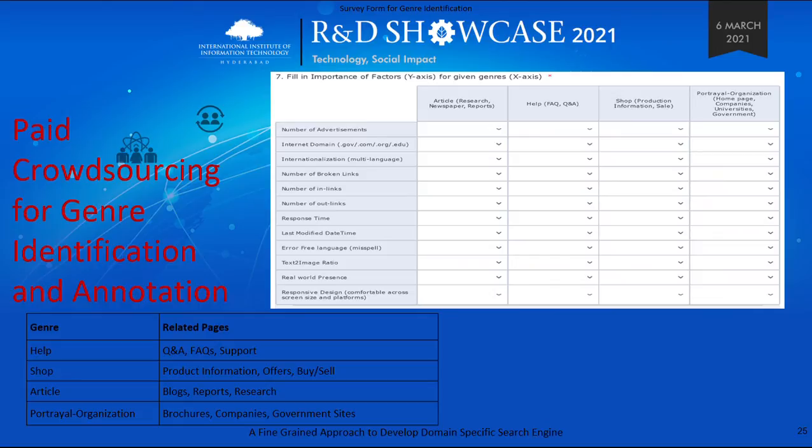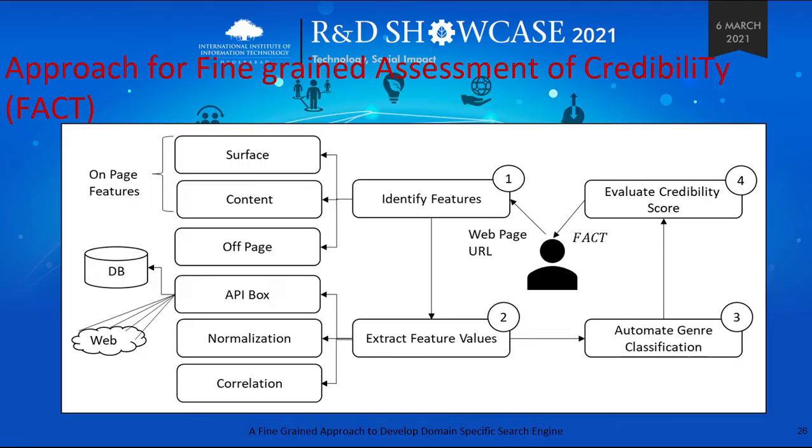To validate whether actually credibility differs from genres of a web page, we actually did a crowdsourcing, and we realized that yeah, crowds actually came back and said yeah, it does make sense, it does differ. The credibility does differ based on the genre of a web page. We proposed an approach which factors how to identify these genres.